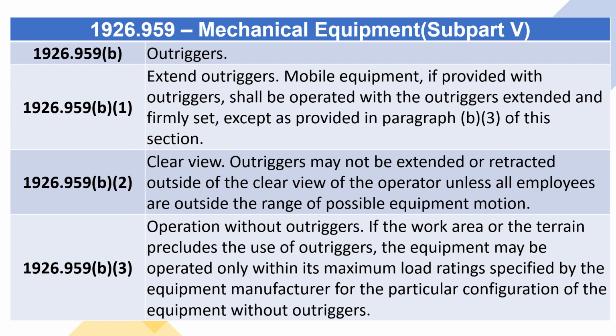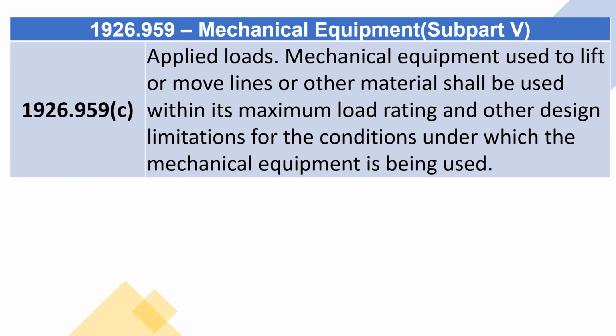1926.959(b)(3) Operation without outriggers. If the work area or the terrain precludes the use of outriggers, the equipment may be operated only within its maximum load ratings specified by the equipment manufacturer for the particular configuration of the equipment without outriggers. 1926.959(c) Applied loads. Mechanical equipment used to lift or move lines or other material shall be used within its maximum load rating and other design limitations for the conditions under which the mechanical equipment is being used.